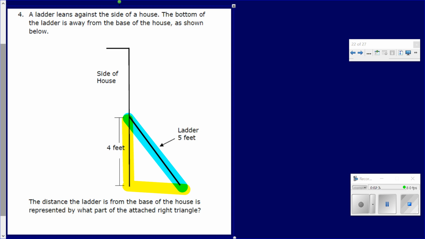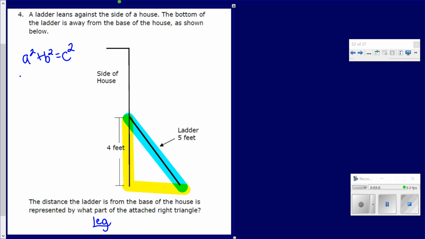Okay, so you should have answered this one already. What part are you solving for? Well, here you're solving for a leg. So that's different than solving for the hypotenuse, because I'm looking for one of the smaller squares that make up the sum of the larger square.